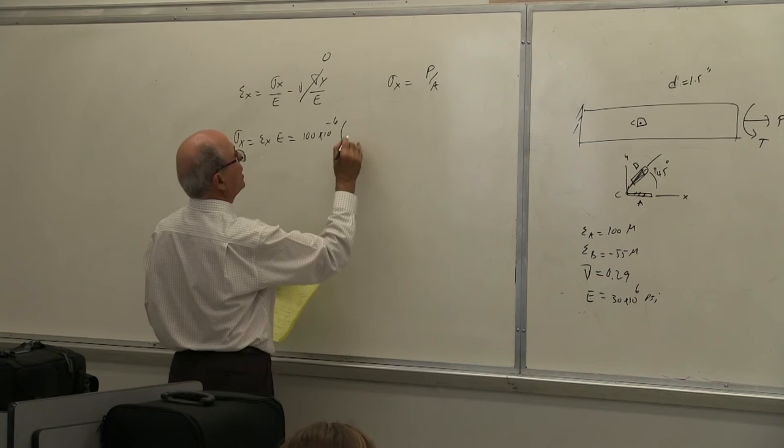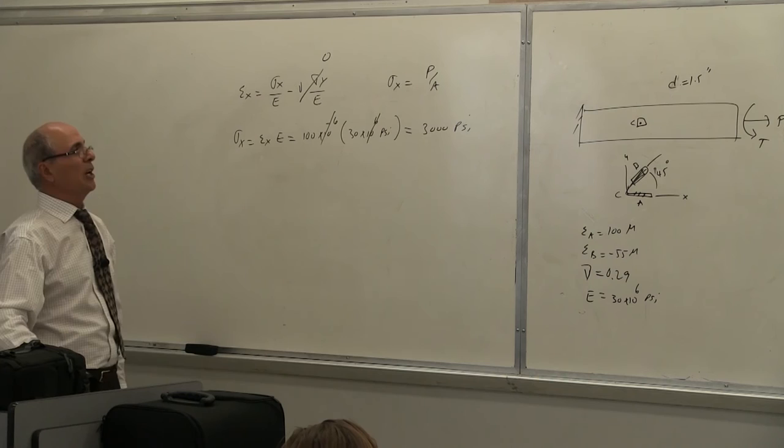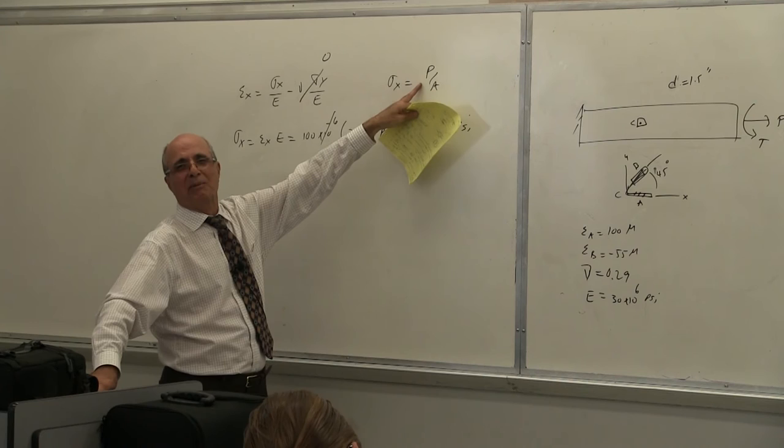So that this and this drops out. So it becomes 3,000 psi. So the sigma x is 3,000 psi. It doesn't take a genius. This is lecture 1, ME218, to calculate the value of P. Is that correct or not?